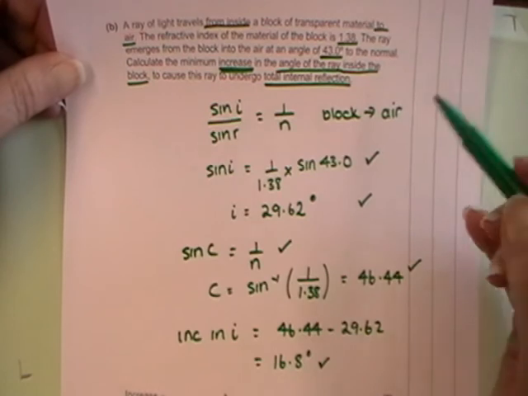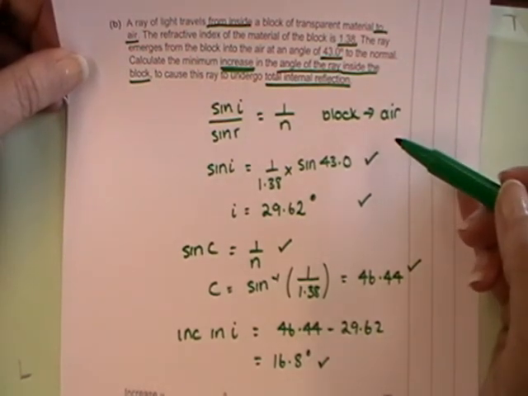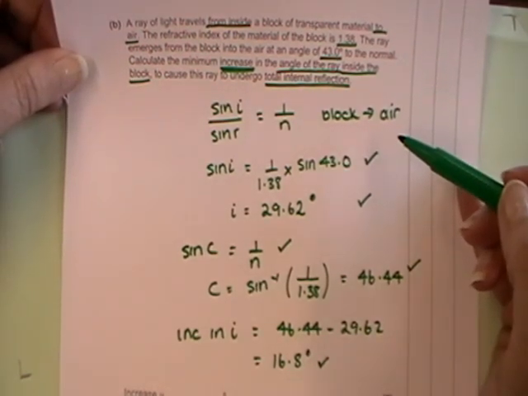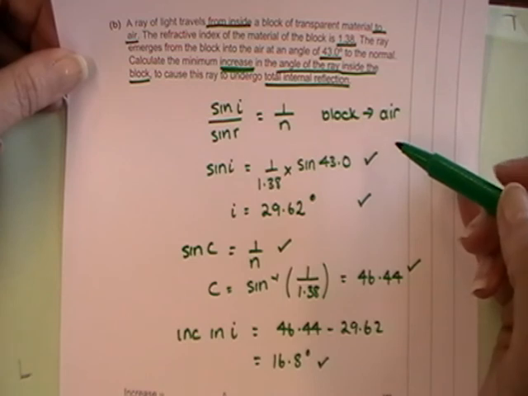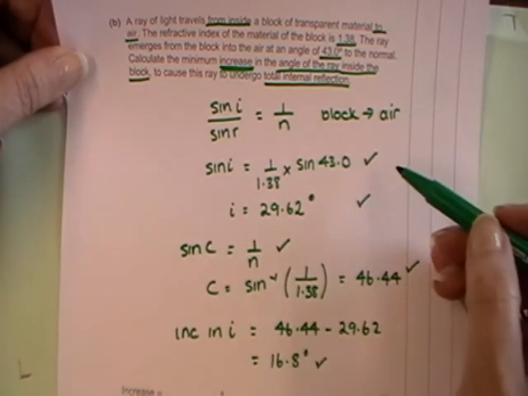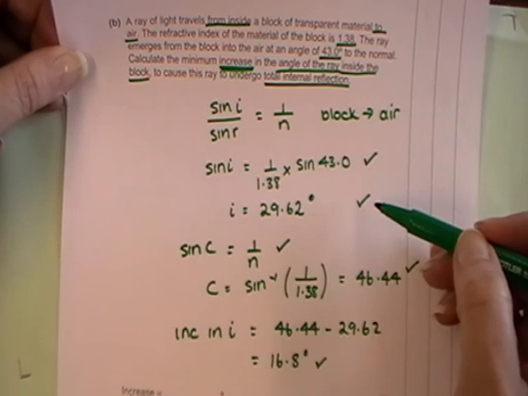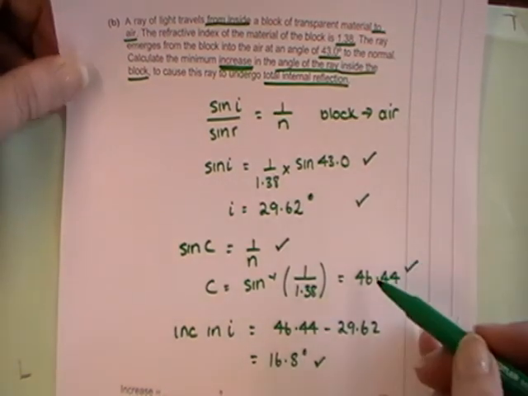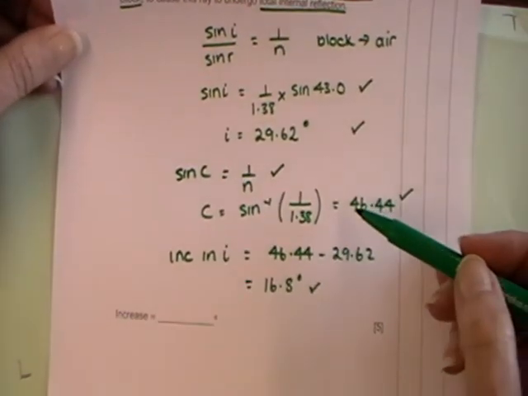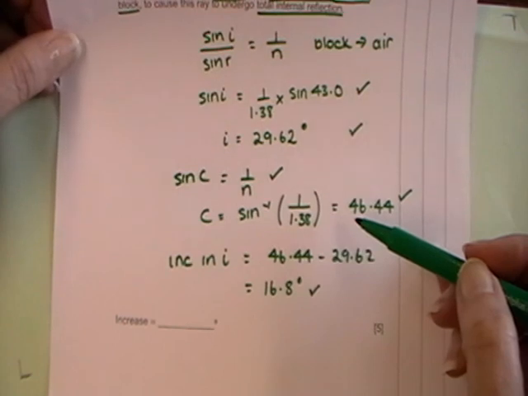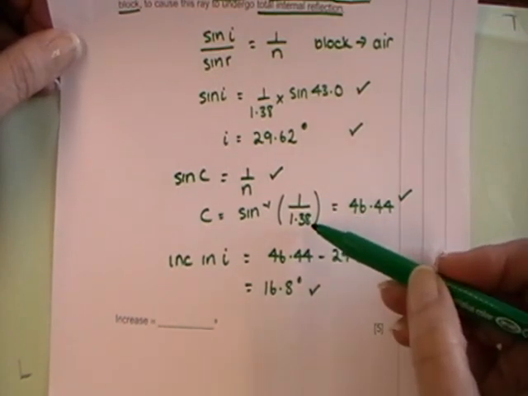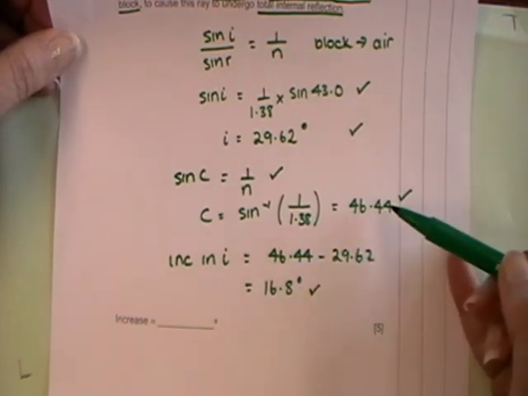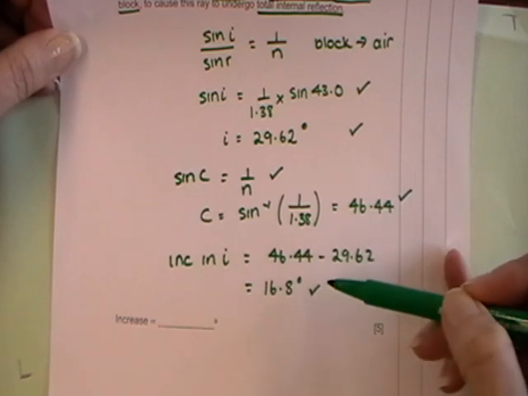The second part of the question then asks us to find how much an angle of incidence must be increased by to cause total internal reflection. The first part of the question, we calculated the original angle of incidence according to its angle of refraction and the refractive index. We then calculated the critical angle for that transparent material of refractive index of 1.38, and to find the increase we found the difference between the two.